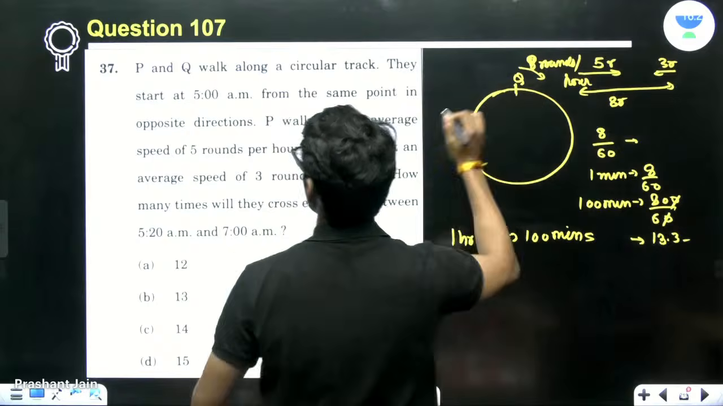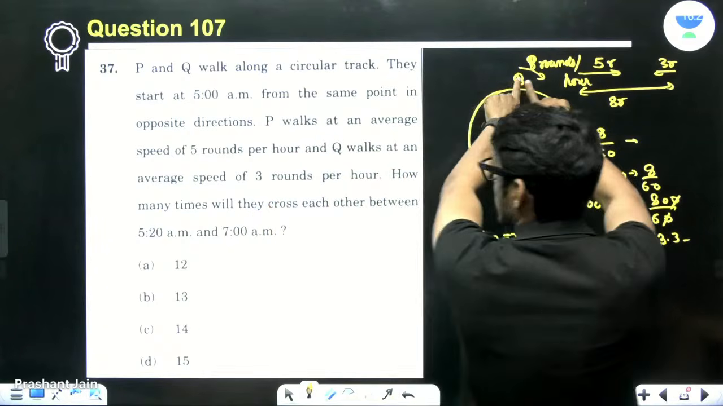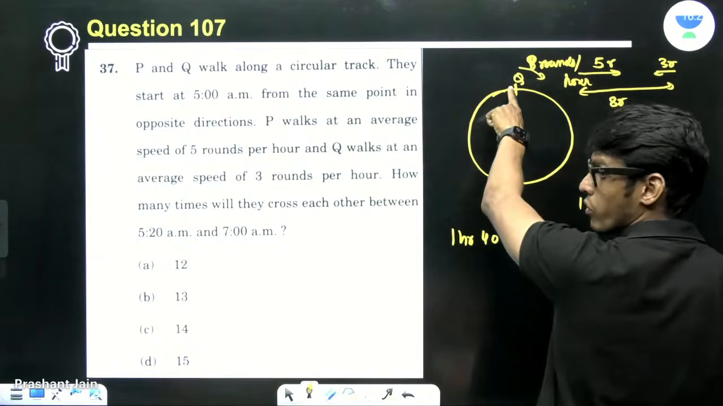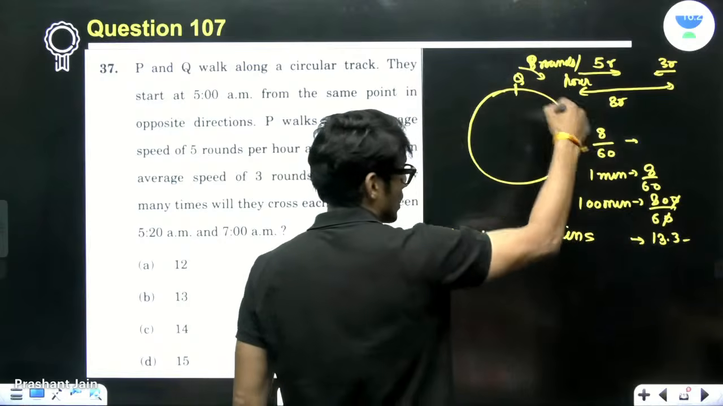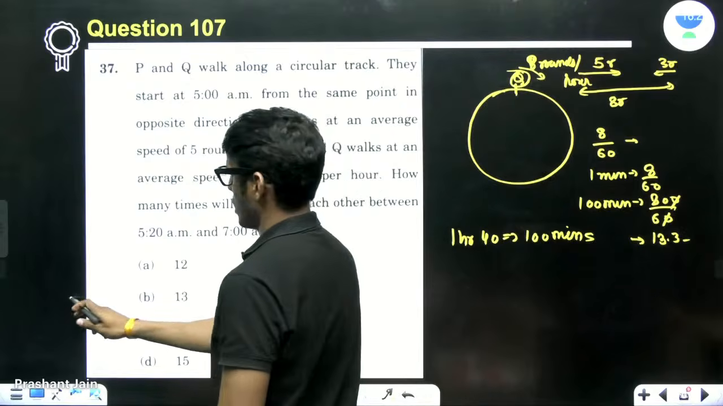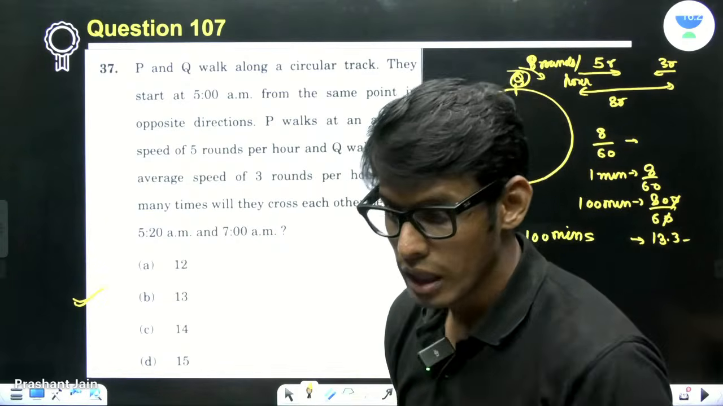This guy Q is stationary. Now P moves along the circular track from the same point in the opposite direction. The first one is not considered a crossing. Now 13.3 means 13 times he will cross Q. Are you getting my point? Same logic, exactly the same logic.